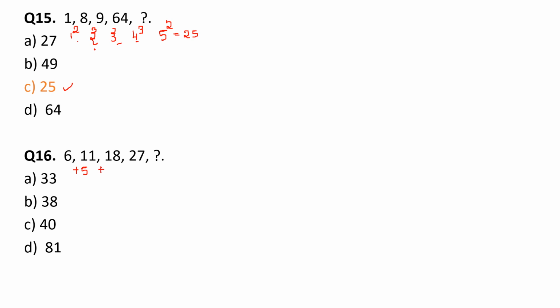Then 11 plus 7 is 18. 18 plus 9 is 27. So the difference is continuous odd numbers. So the next one should be 27 plus 11. So 27 plus 11 is 38. The correct answer is 38.